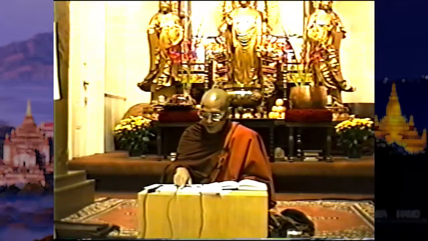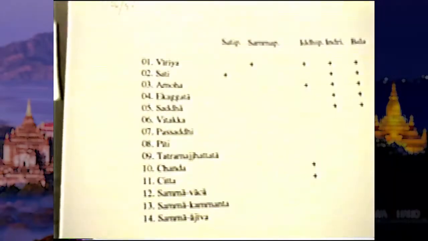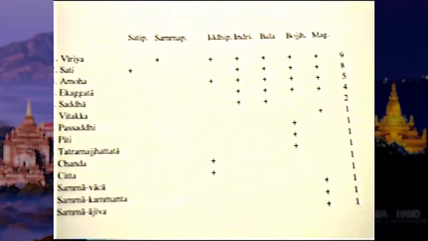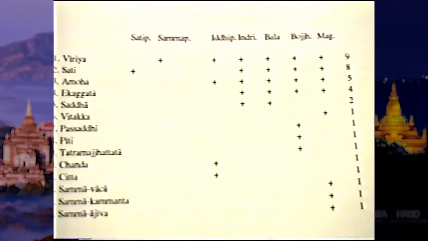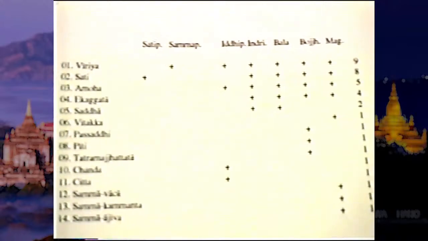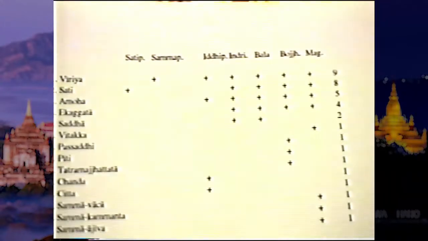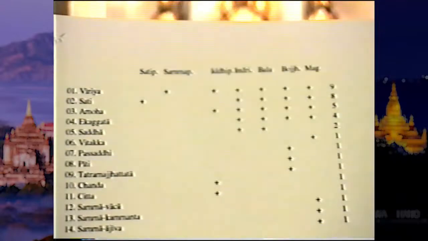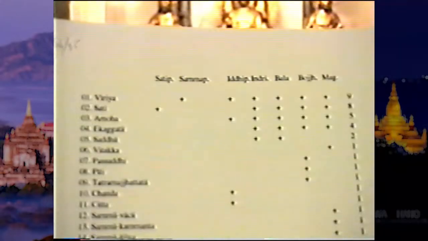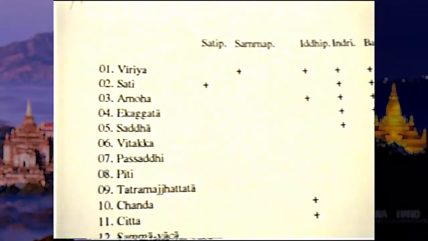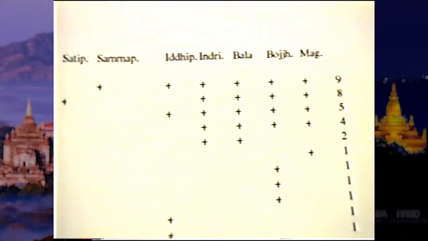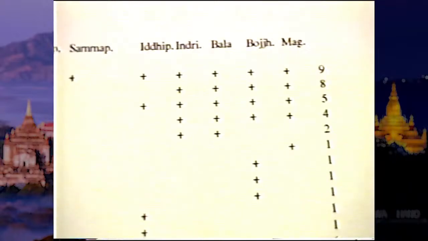Ekaggata, how many names? 4 names. Okay. Indriya, what Indriya? Ekaggata. Samadhi Indriya, not Sati. And Bala, Samadhi Bala. Bojjhanga, Samadhi Sambojjhanga. And Magganga, Samma Samadhi. 4. And then what? Saddha. Indriya, Saddha Indriya, and Bala, Saddha Bala. Only 2. And the remaining have only 1 name.